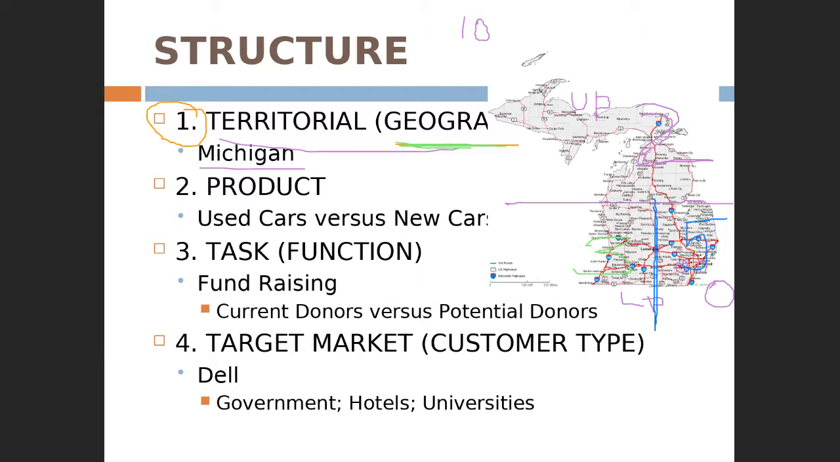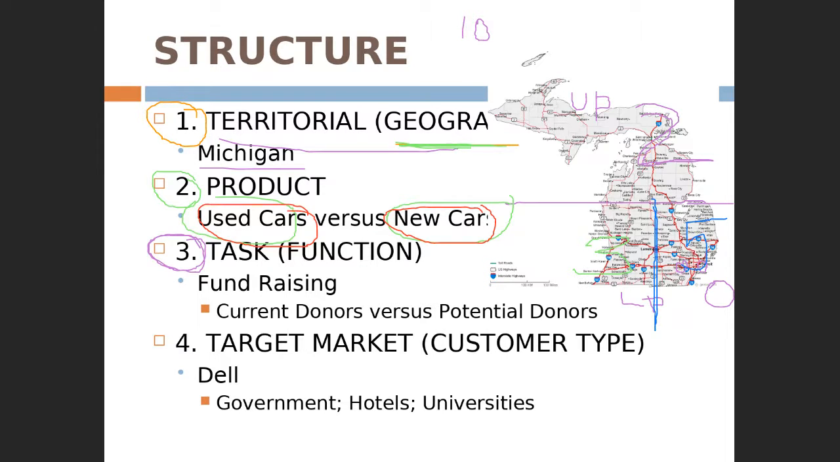Okay, very good. So let's move forward and look at other options. The second option is to structure your sales force on the basis of the type of product you're selling. If you go to any car dealership, you have a used car section and a new car section, and you have separate groups of salespeople selling used cars versus new cars. This is how the sales force is organized in an auto dealership. Very simple. The third way of structuring your sales force is based on task or function.